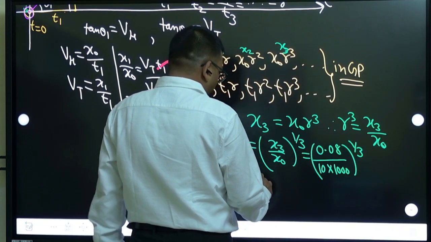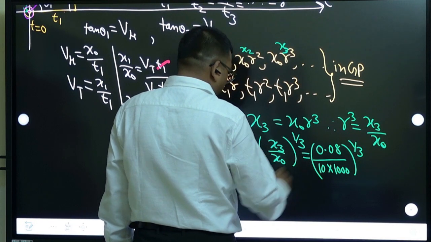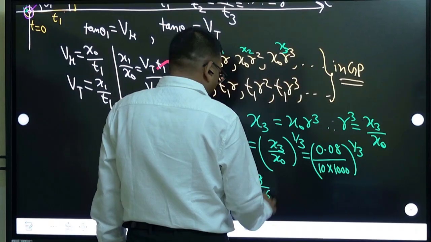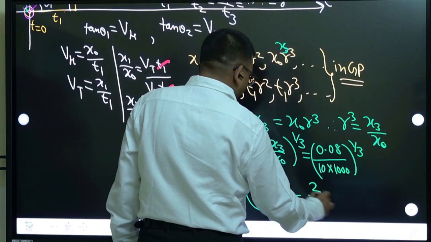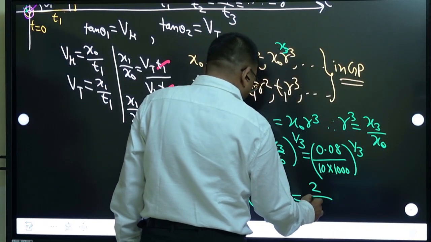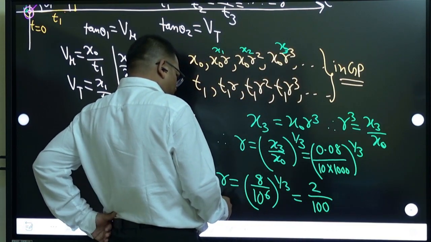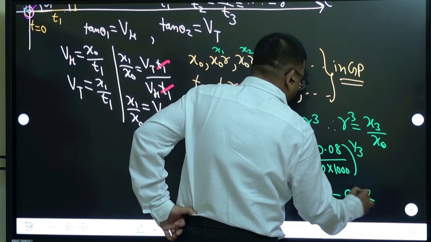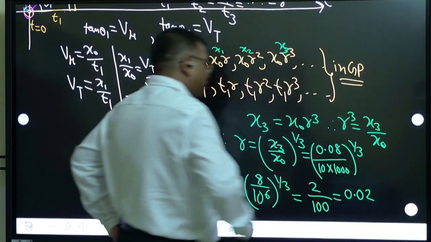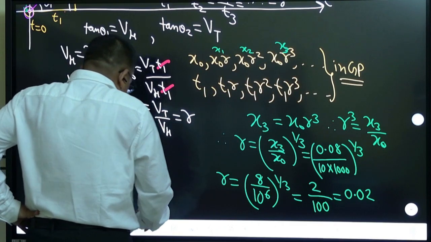So that will become 8 divided by 3, 4, 5, 6, 10 to the power 6, right? Power 1 by 3. So the cube root of 8 is 2 and the cube root of 10 power 6 means 100, it will be, right? Take that into 200, yes. So that becomes 0.02. 0.02 ratio it is. So this ratio we got 0.02, very good, we have got that.